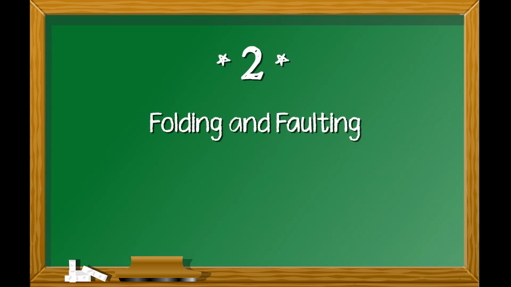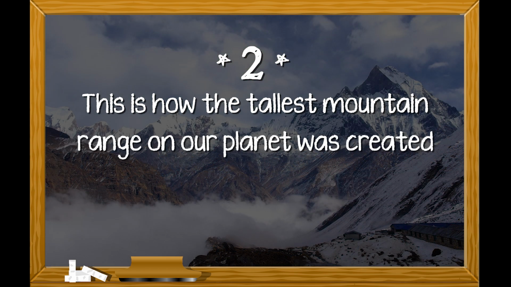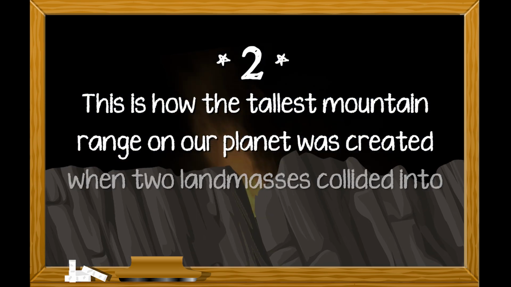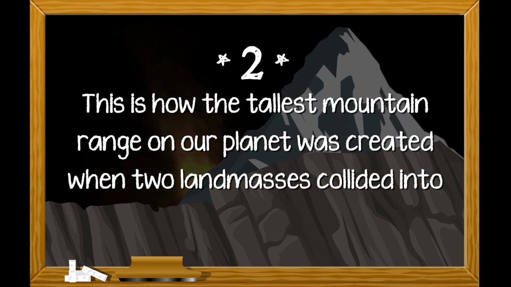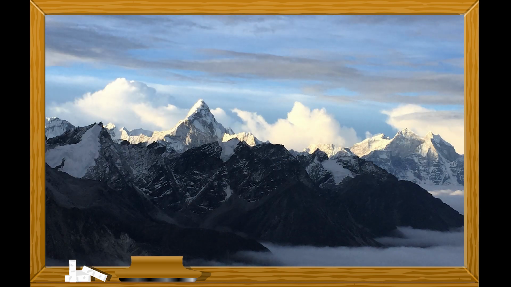Second, folding and faulting can occur together. This is how the tallest mountain range on our planet was created, when two land masses collided into each other to create the mighty Himalayas.